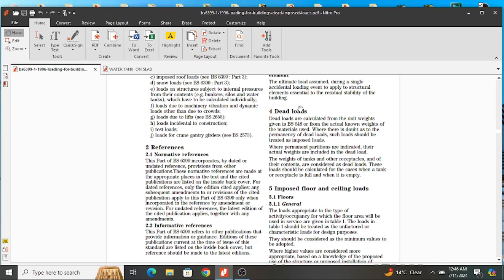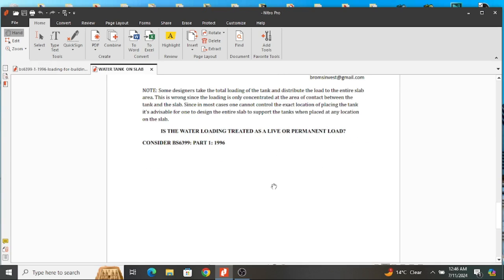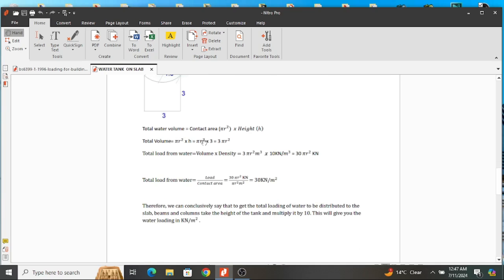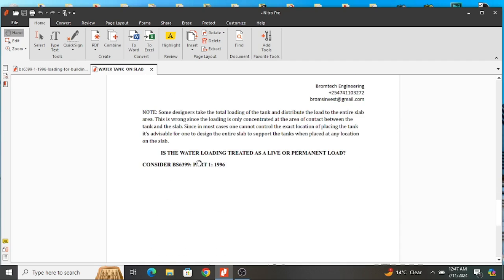Therefore, that is how you consider your water load. Summarily, I could say, when you have your tank, take the height of the tank, multiply by 10, and you will have your loading on that slab per square meter. So you take the entire section where you want to place the tank, and then you can design it for that load. And you should treat that load as a permanent action and not as a variable action, or rather as a dead load and not as a live load.